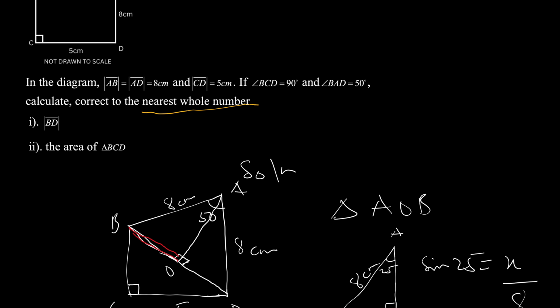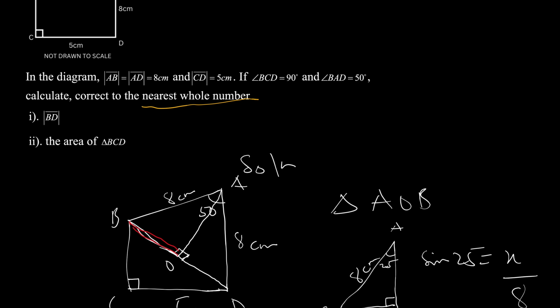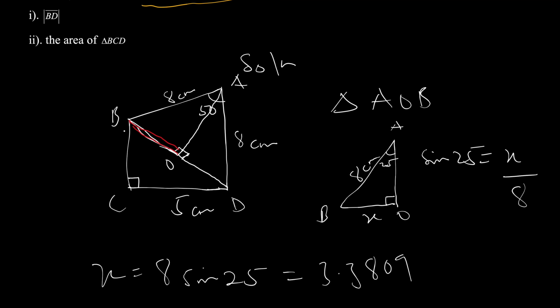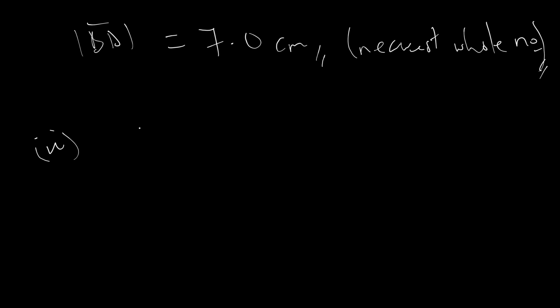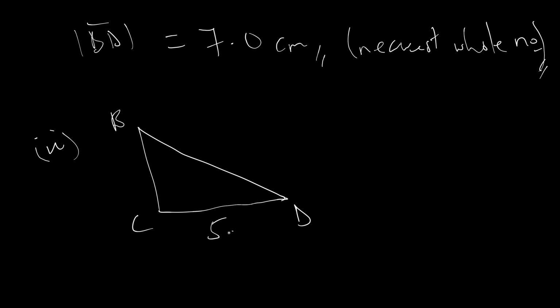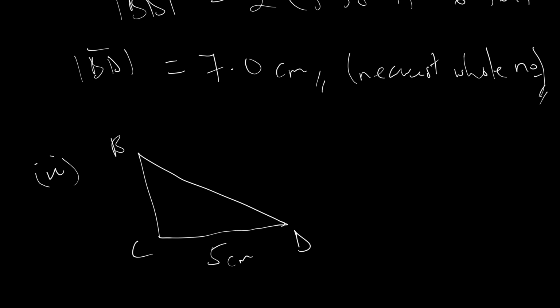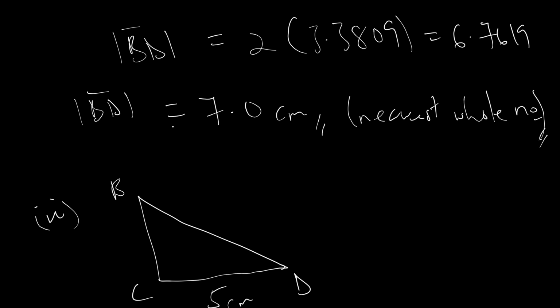So moving on to part (ii), it says find the area of triangle BCD. So this B, this C, this D. We have our B, we have our C, and we have our D. And our CD is 5 centimeters. We know our BD is 7 from our answer, but this 7 has been rounded up. So we use the raw value of BD, which is 6.7619, to prevent approximation error.